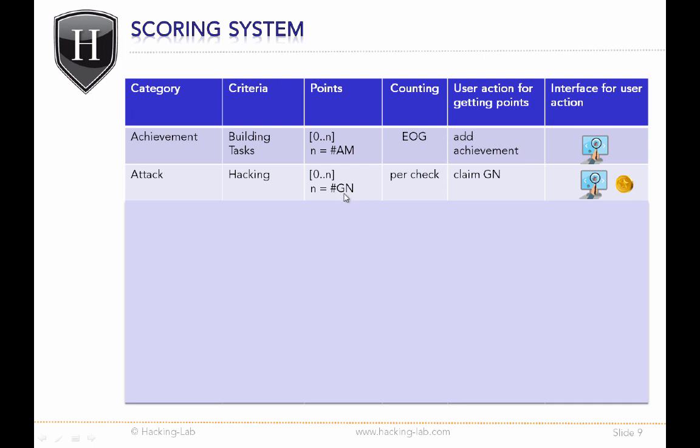For every gold nugget you get from another team, you have a gold nugget. So the counting is per check, which means you will not receive points only at the end of the game. As long as you own the gold nugget, and as long as the victim team did not generate a new one, you will get the points. The user action for getting the points is that you have to claim the gold nugget.